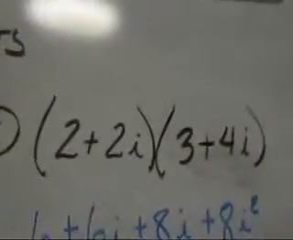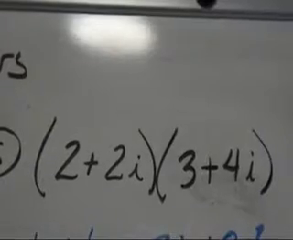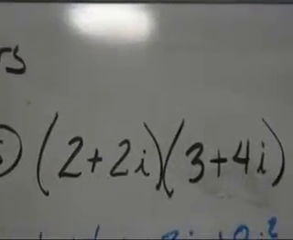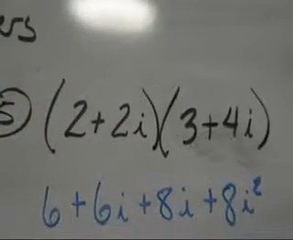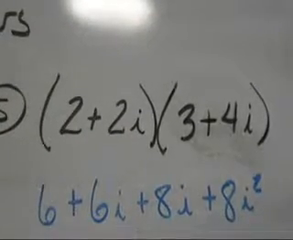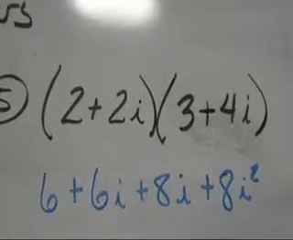We can also do foiling, stacking, or Punnett squares. Think of it however you want, but we're going to do the problem 2 plus 2i times 3 plus 4i. 2 times 3 is 6. 2i times 3 is 6i. 2 times 4i is 8i, and 2i times 4i is 8i squared.